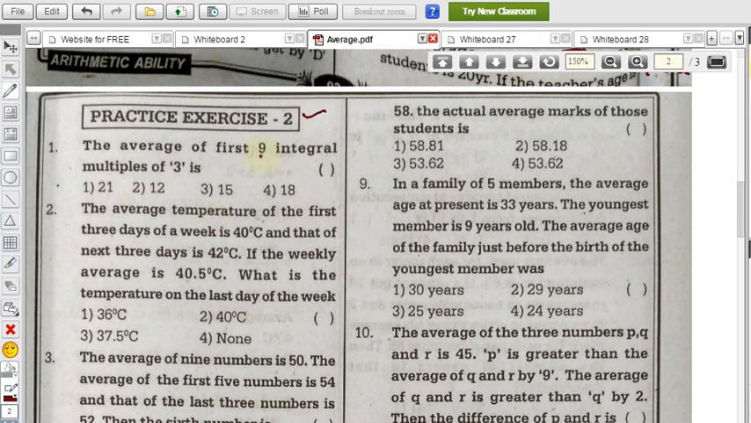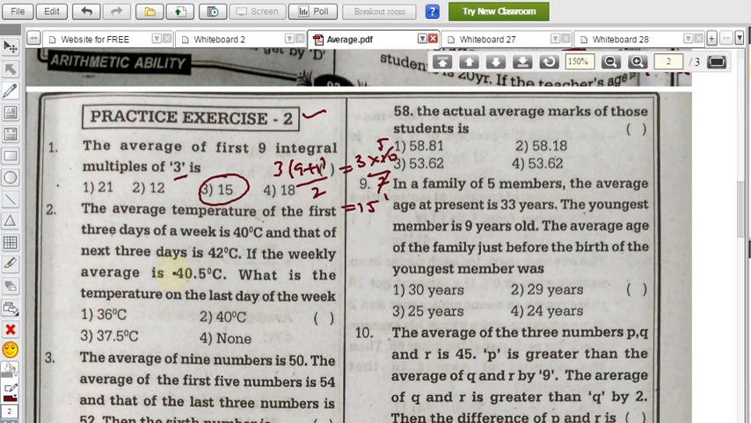The average of first 9 integral multiples of 3. So the formula you remember, right? a into (n plus 1) by 2. That is 3 into (9 plus 1) by 2. That is 3 into 10 by 2, 3 fives are 15. Okay, 15 is the answer.